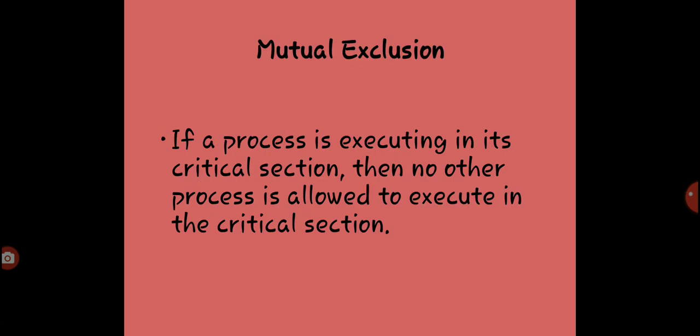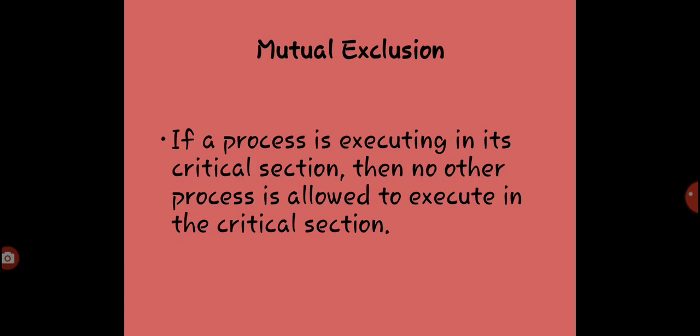So, what is mutual exclusion? Mutual exclusion is exclusive access for a process. You know the meaning of this, I think. If a process is executing in a critical section, no other process can enter. So that is called mutual exclusion. Using mutual exclusion, we can handle the problem of process synchronization.